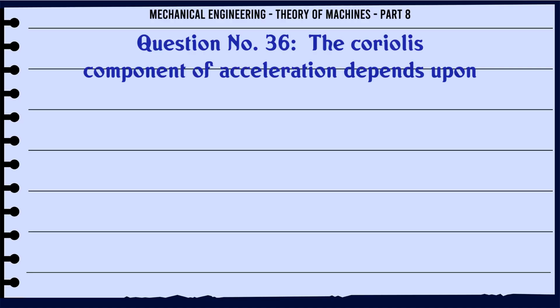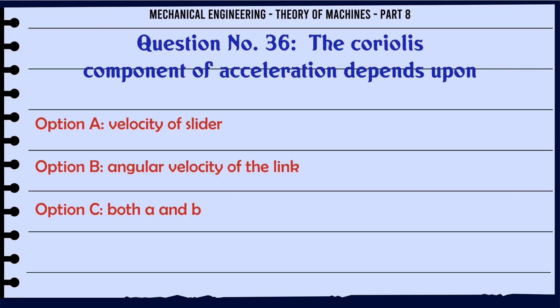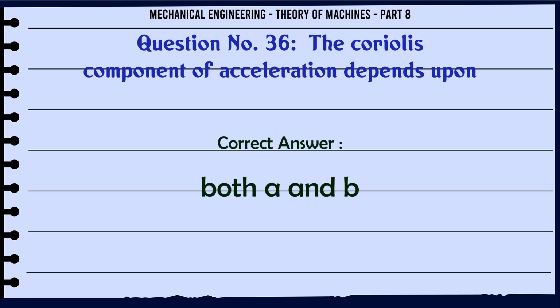The Coriolis component of acceleration depends upon A. Velocity of slider, B. Angular velocity of the link, C. Both A and B, D. None of these. The correct answer is both A and B.